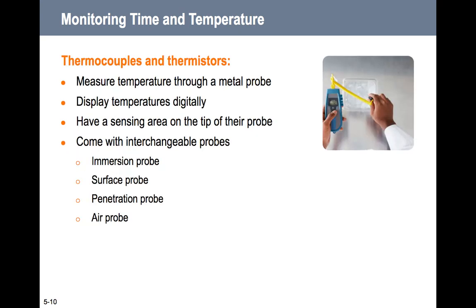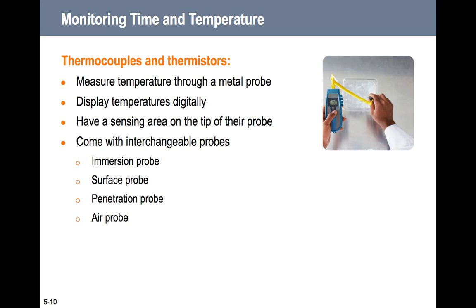Just to give you some information about some of the different probes, an immersion probe is a probe that can be dropped into, let's say, a pot of soup and can just sit there in the pot of soup. A surface probe will only detect the actual temperature of the surface of the item. A penetration probe kind of works like the bimetallic stem thermometer. It has a dimple on the metal probe and needs to be penetrated into the food item.